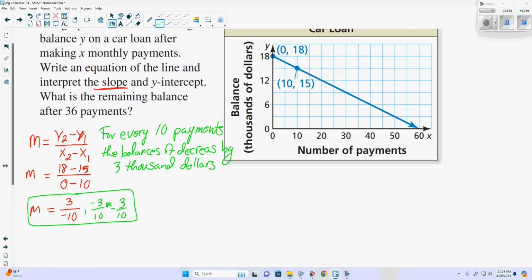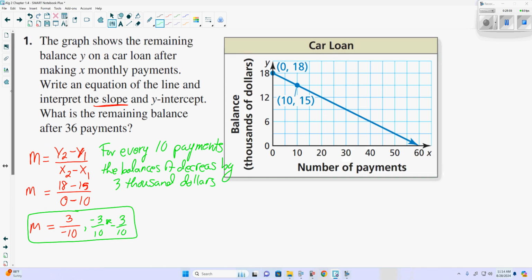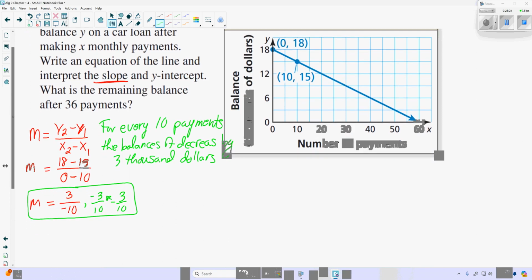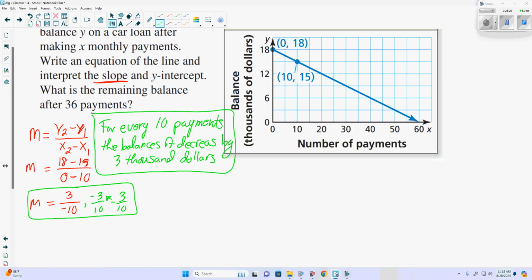So, is that a good thing? I'd hope so. Because what are we talking about here? This is a car loan. I hope your car loan's decreasing as you're paying it off. You're decreasing the amount owed. Yeah. Now, the value of a car is going to decrease, because it'd be nice if it went up. Very rarely does it do that. But we have that there.